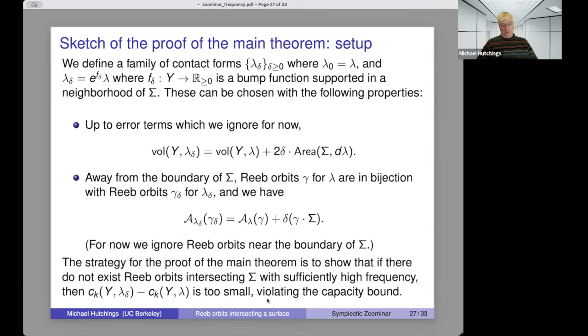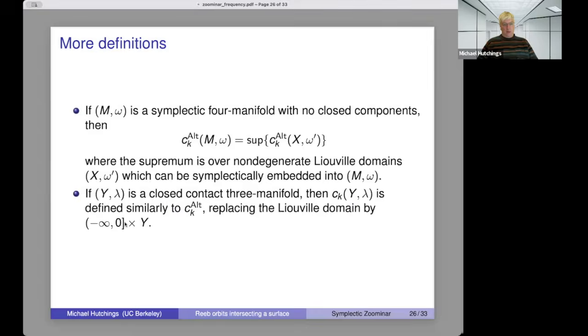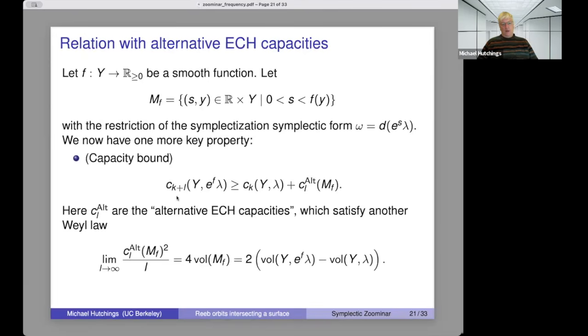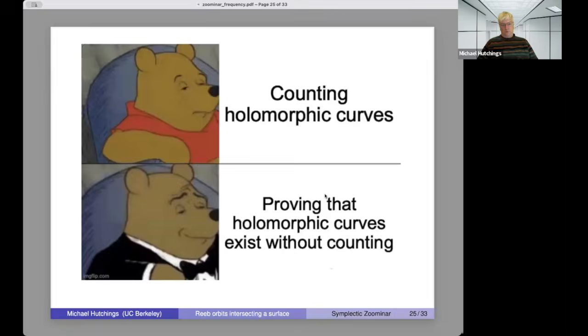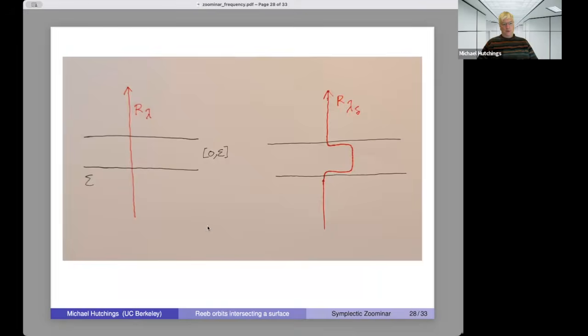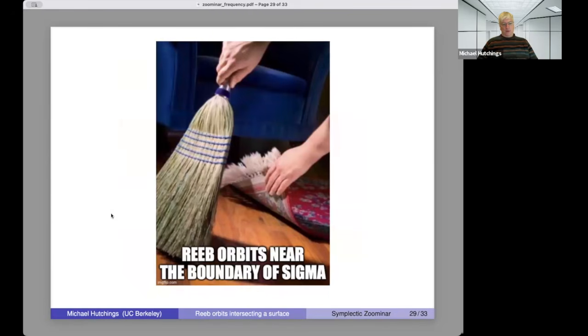And you can violate the capacity bound, because if you remember the capacity bound earlier, down here, this gives a lower bound on the difference between old and new contact forms in terms of this region MF. Okay, so that is my strategy. That's the picture. The Reeb orbits near the boundary of sigma, I'm going to sweep that issue under the rug.